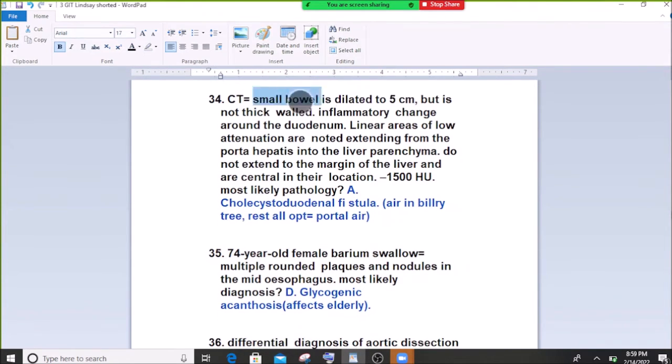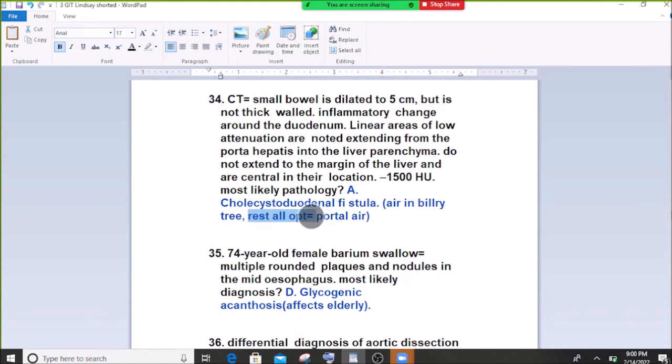Question 34. CT shows the small bowel is dilated to 5 cm but the wall is not thickened. Inflammatory changes are seen around the duodenum. Many areas of lower attenuation are noted extending from the portal apparatus into the liver parenchyma. They do not extend to the margin of the liver and are central in location. Minus 1500 HU, so this is air. Most likely pathology: cholecystoduodenal fistula, with air in the biliary tree.